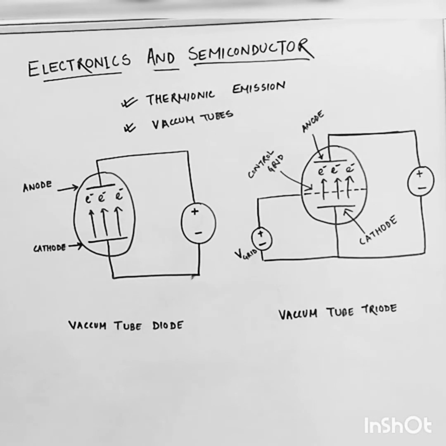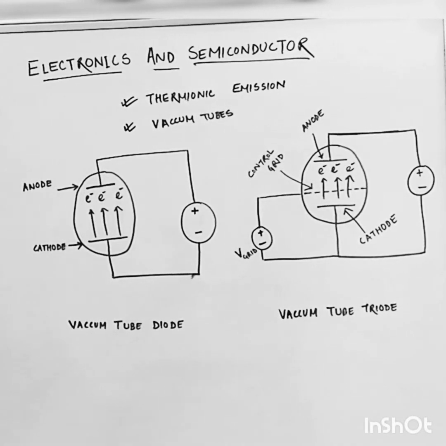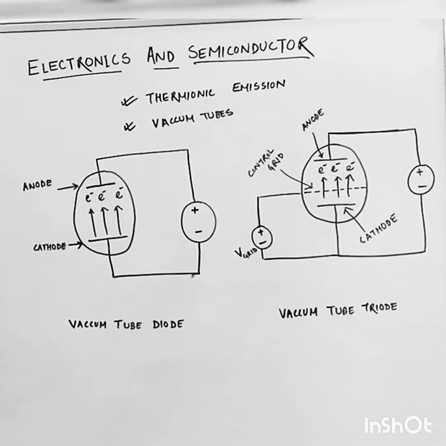So what happens at ordinary temperature, that is at room temperature, these free electrons cannot escape from the metal surface. To enable them to escape from the metal surface, we need to provide some additional amount of energy which is equal to or greater than the work function of that specific metal or semiconductor. So what is work function?